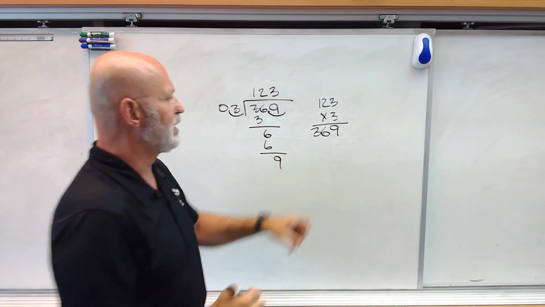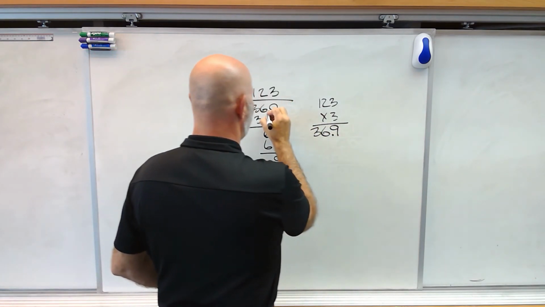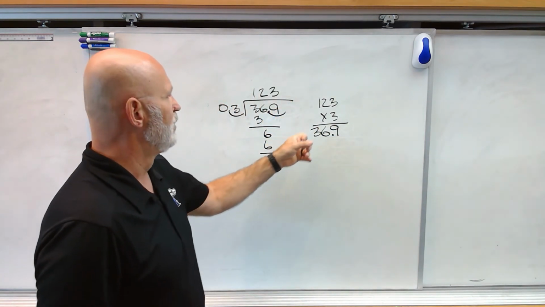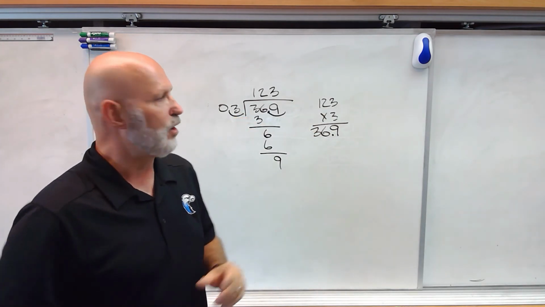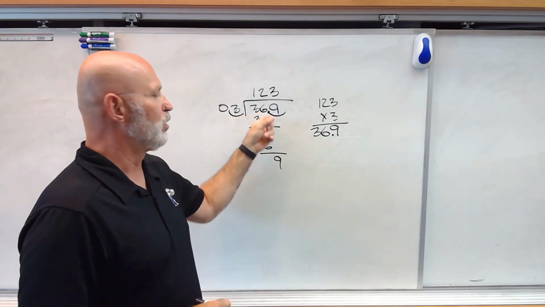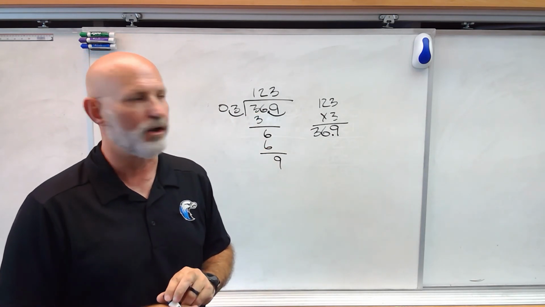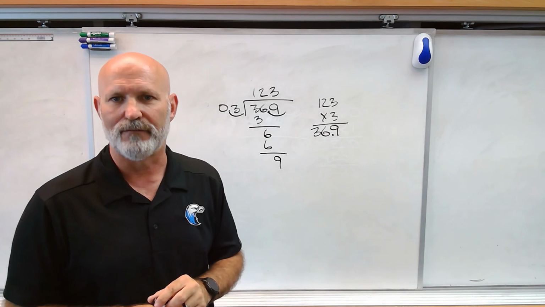Now I can go ahead and put the decimal in there if I want, just like I've got here, or I can leave it off. Either way, I know that 3 goes into 369 123 times, or 0.3 goes into 36.9 123 times. Either way, I've got the right answer.